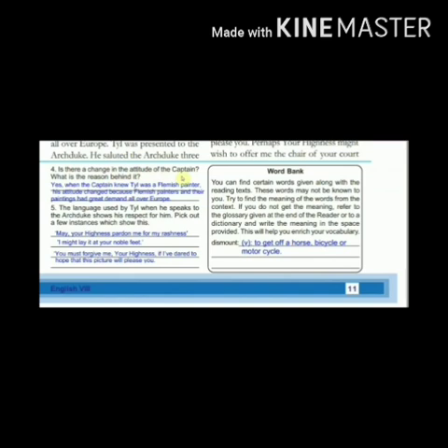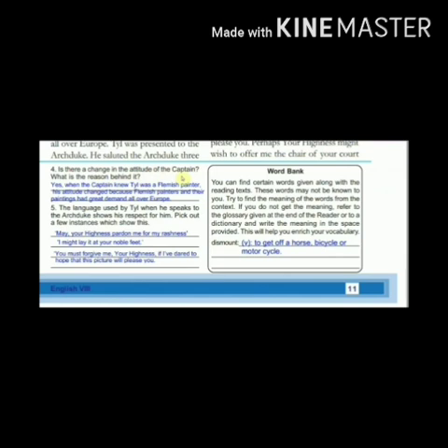Question number 4. Is there a change in the attitude of the captain? What is the reason behind it? Yes, when the captain knew Till was a Flemish painter, his attitude changed because Flemish painters and their paintings had great demand all over Europe.